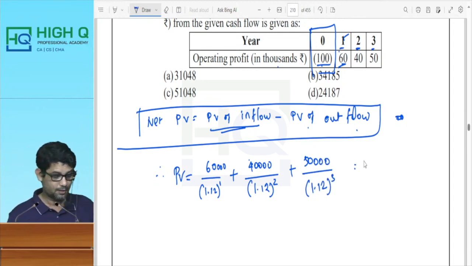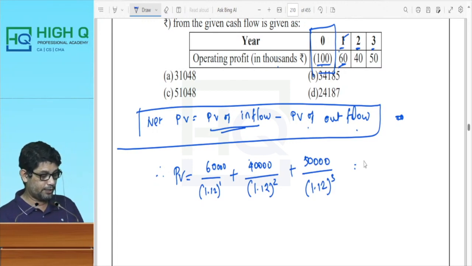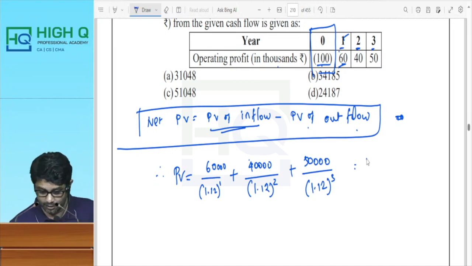1.12 divided by, into 50,000, plus 1.12 divided by, into 40,000, plus 1.12 divided by, into 60,000. I get 121048.